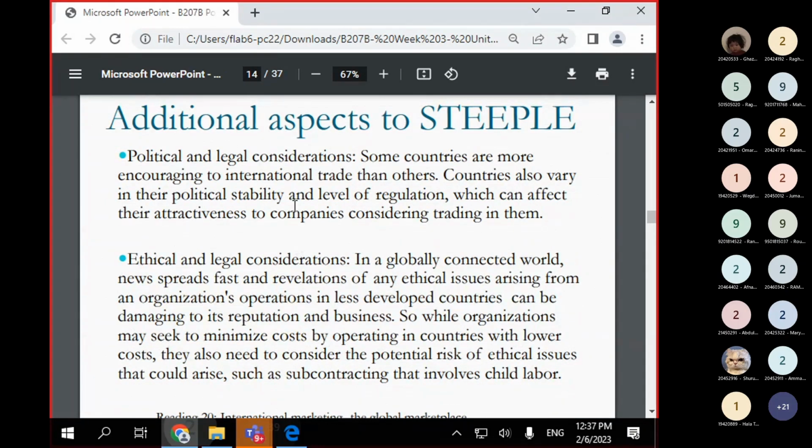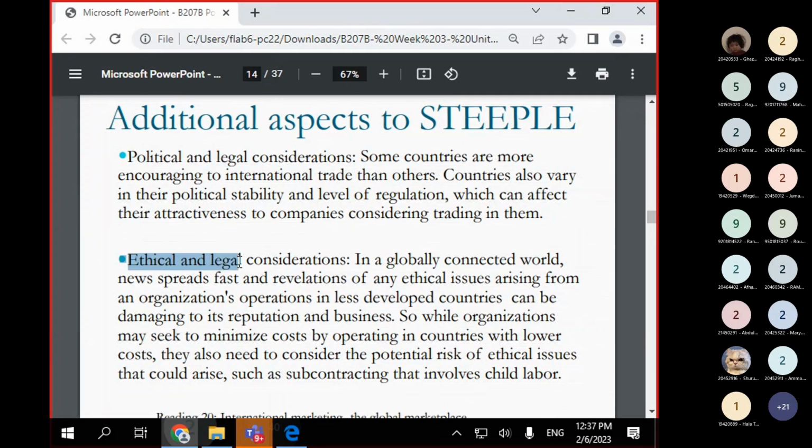Okay, some additional aspects of STEEPLE: the political and legal considerations. Some countries are more encouraging to international trade than others. Some countries encourage foreign companies to come and open branches and do business on their soil because they believe they need this diversification and they need these products to be sold. So this is political and legal considerations as well.